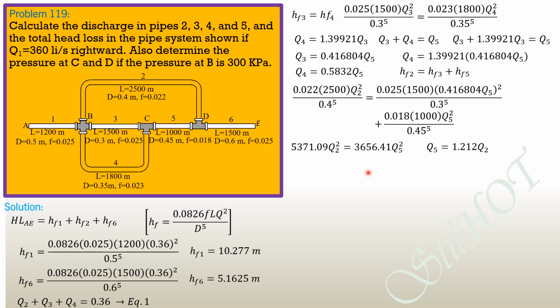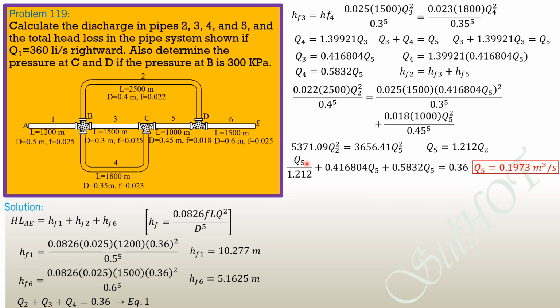Then substitute into equation 1: Q2 is Q5 over 1.212, Q3 is 0.416804 of Q5, which is this. Then Q4 is 0.5832 of Q5. From there, we can compute the discharge in pipe 5, and it is equal to 0.1973 cubic meter per second to 4 significant figures. To 5 significant figures, it is 0.19725.